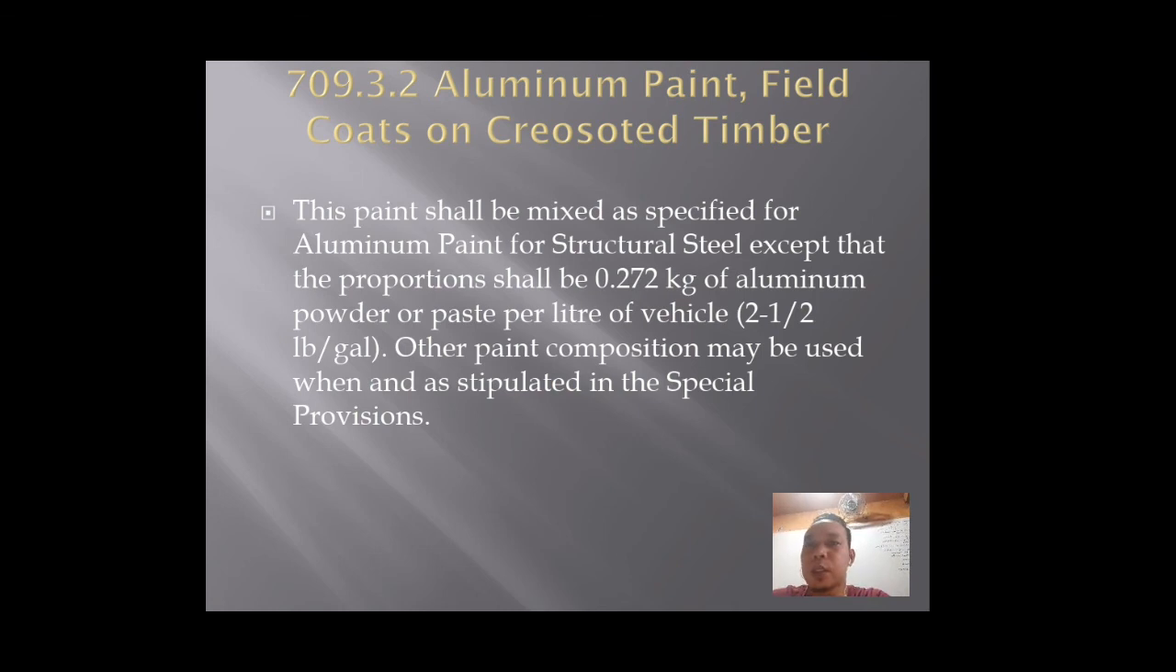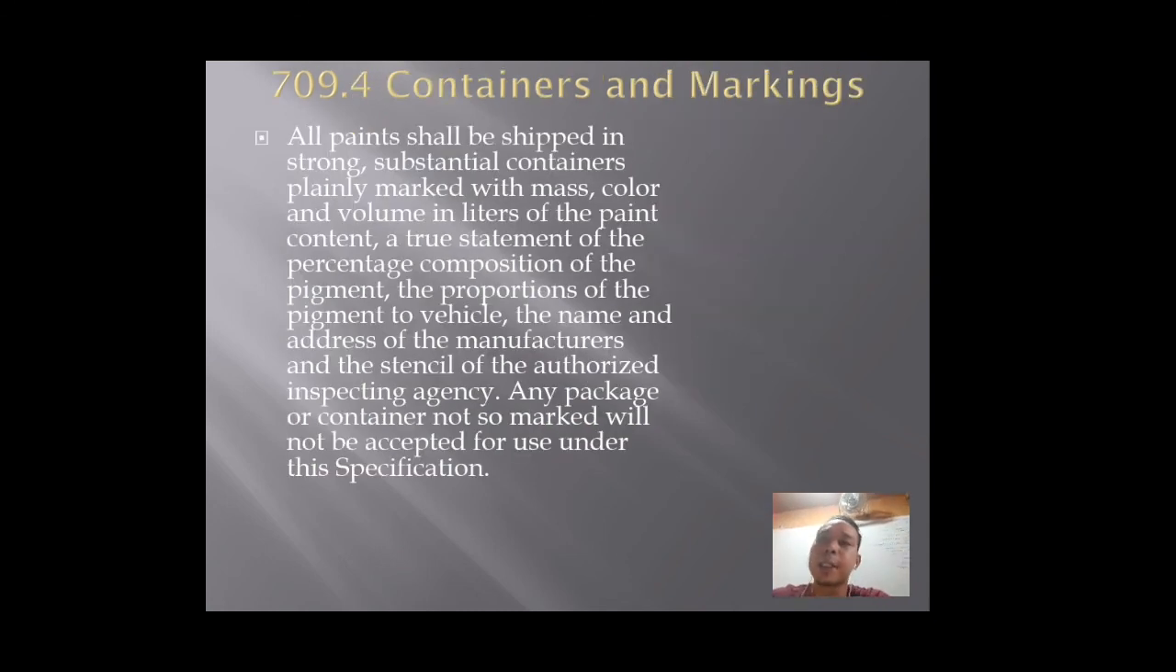So this paint shall be mixed as specified for the aluminum paint for structural steel, except that the proportion shall be 0.272 kilogram of aluminum powder or paste per liter of vehicle. Other paint composition may be used when and as stipulated in the special provision.